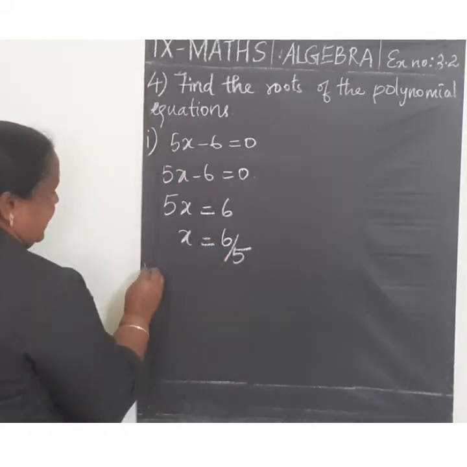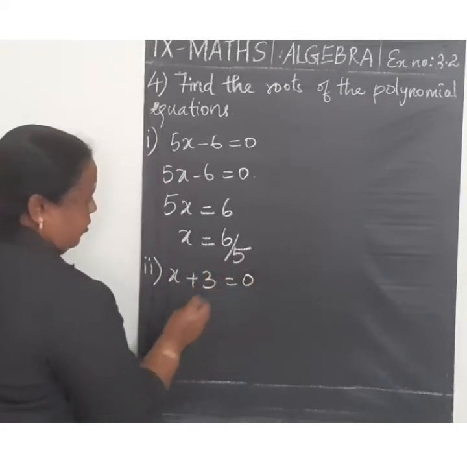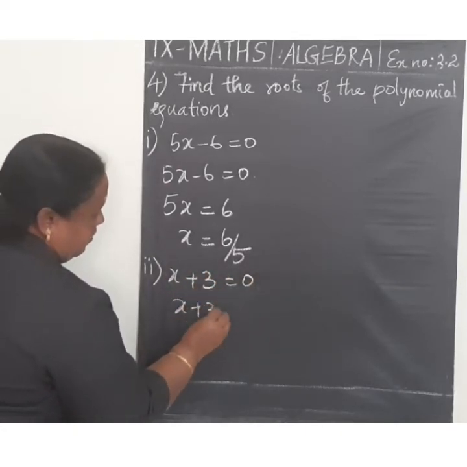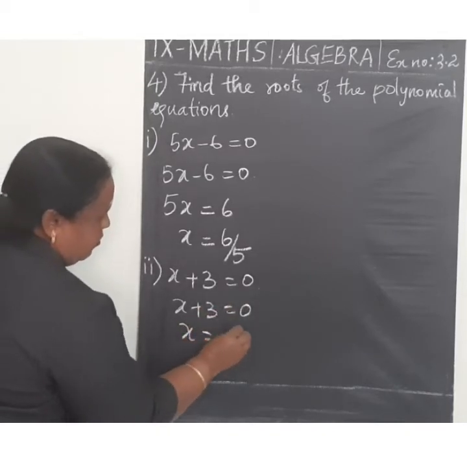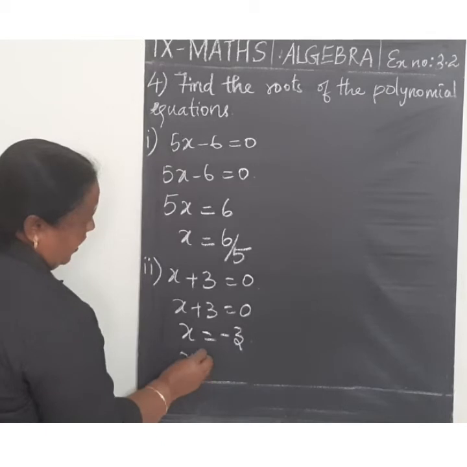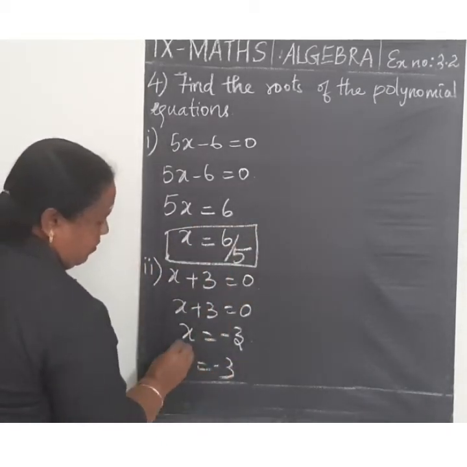Next, second subdivision, x plus 3 is equal to 0. So x plus 3 is equal to 0 means bring this 3 to this side. So x is equal to minus 3. So here x is equal to minus 3.